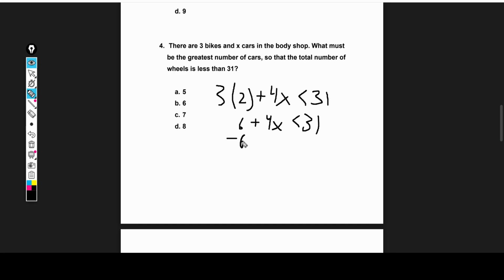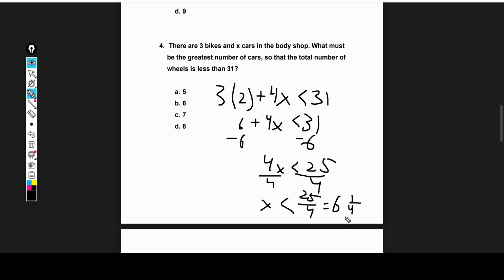And now, like before, we just subtract. And you get 4x is less than 25, and then you divide by 4. And like before, we end up with a fraction. And just like before, we're going to convert this to a mixed number. So it'll be 6 and 1/4, because 4 goes into 25 6 times. That gets 24, and you're left with 1. So x is less than 6 and 1/4.